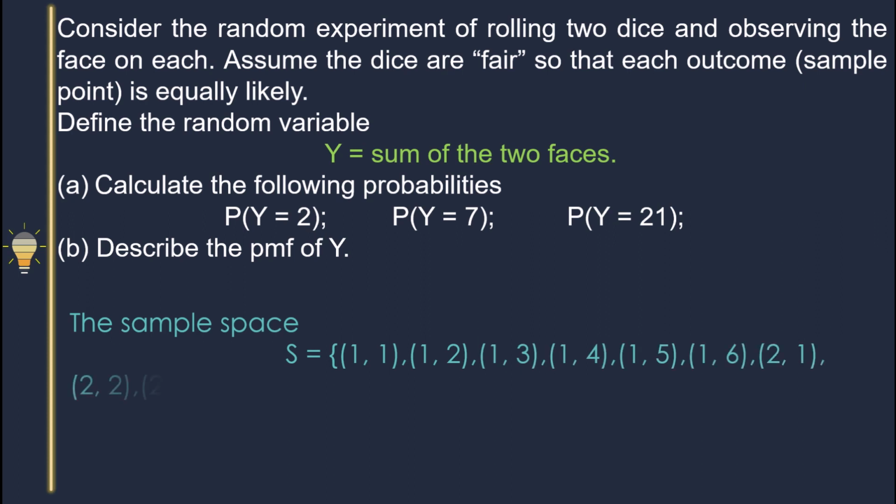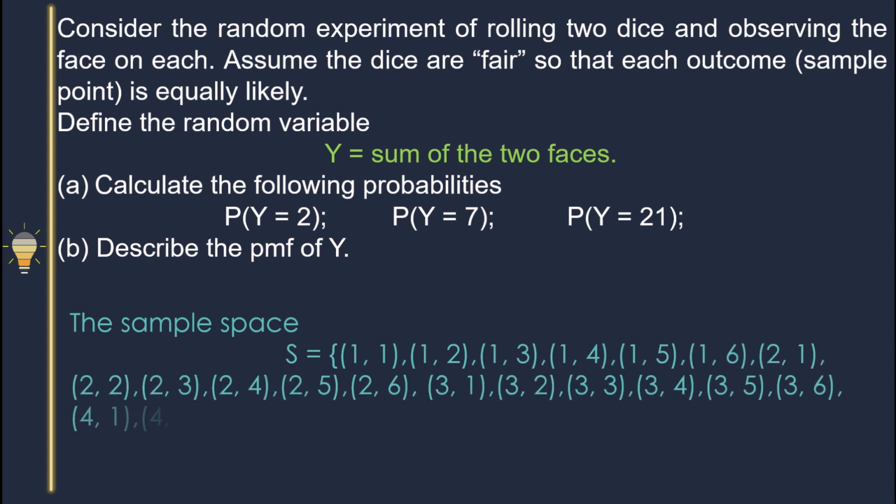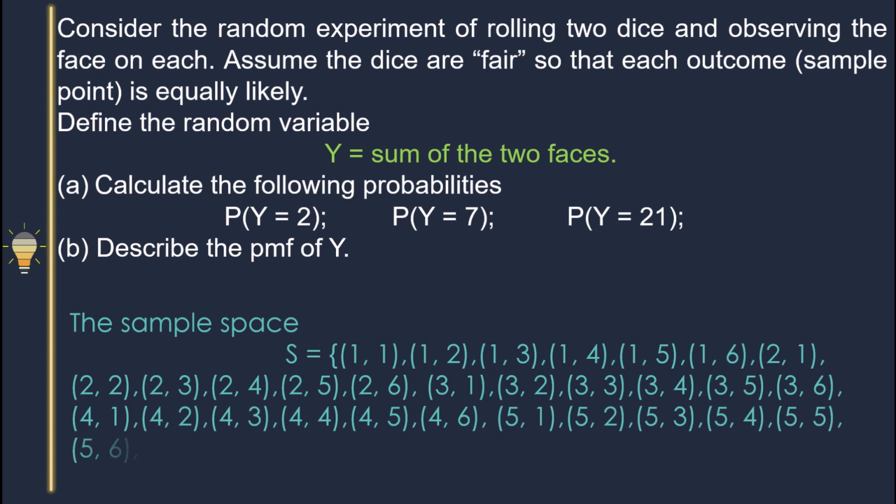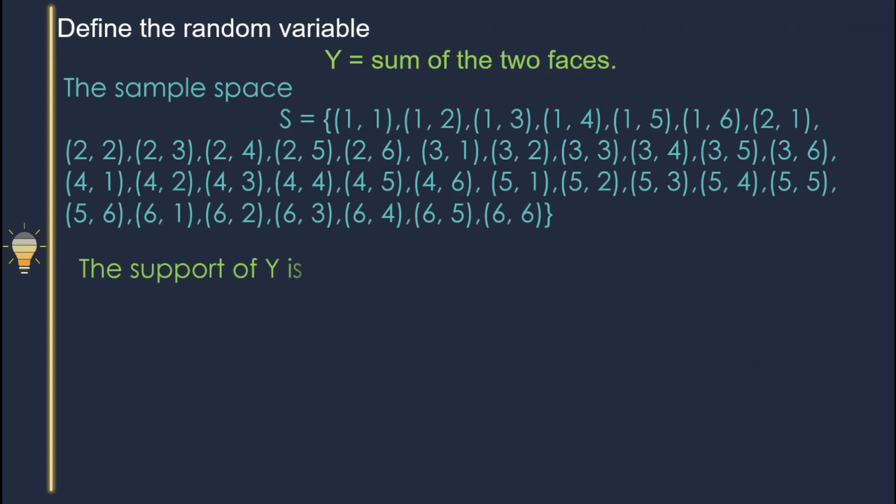There are two dice, therefore we should have 36 elements in the sample space. Then we can define Y and the support of Y. What is the support of Y? How do we find it? Yes, think about the first element in the sample space, which is (1, 1). Then what is the sum of that?